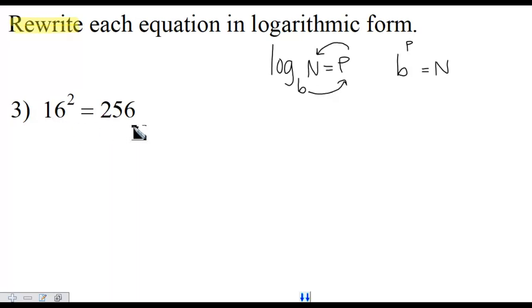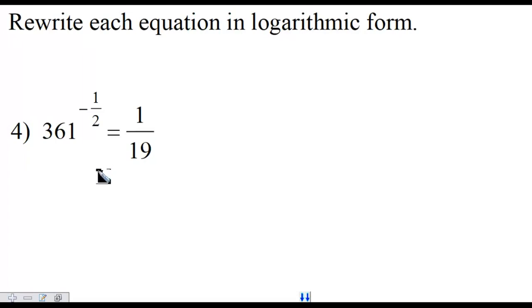They have given me this equation in exponential form. So they want me to write it in logarithmic. The first thing I need to do is identify my base. The base is 16. As you can see here, the power is what is going to be set equal to. This has a power of 2. The 256 will come here, and that is our number. 16 squared is equal to 256.